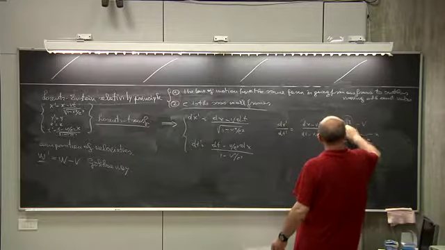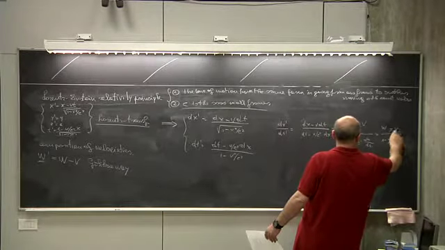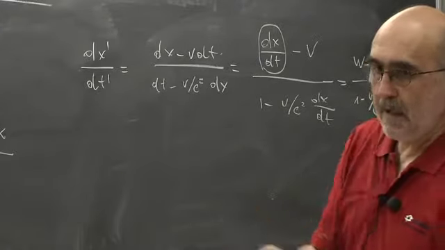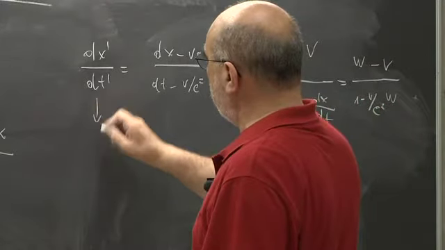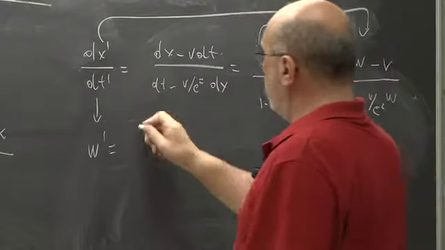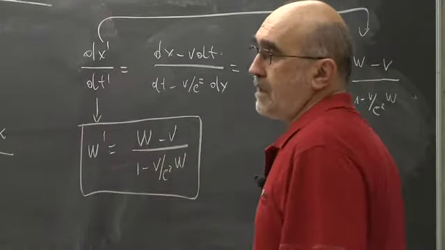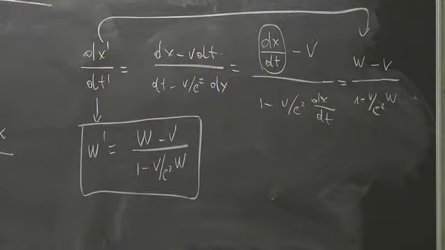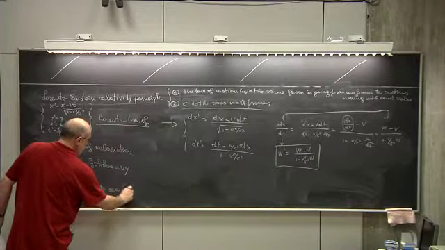Now, this is the velocity of my object that I call w, minus v. And here I have 1 minus v over c squared w. Remember, w is the velocity of my particle, and v the relative velocity of one frame with respect to the other. So this is the composition law. So w prime is equal to w minus v over 1 minus v w over c squared. This is the Einstein or Lorentz composition of velocity. Let's write it below here: w prime is equal to w minus v over 1 minus v w over c squared. You see, it's different. This is called the Lorentz composition of velocity.